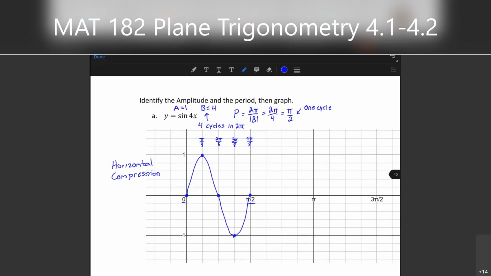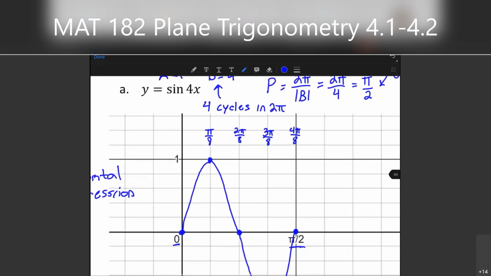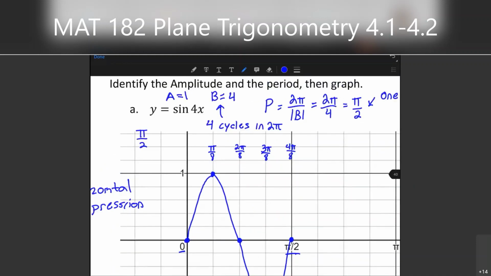Real quick, how were you able to get pi over 8 again? I just divided. If you think about pi over 2, that's our full length, and divide that by 4, you'll get pi over 8 for each of those sections, because the sine function is split into 4 segments there. I got you, thank you.